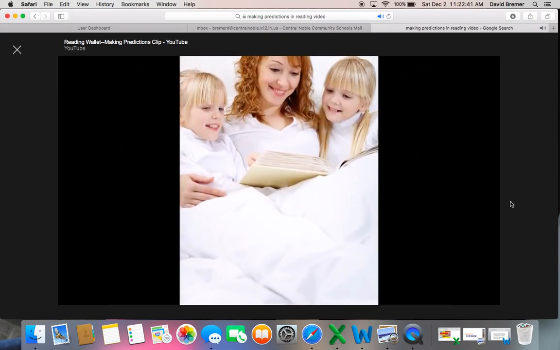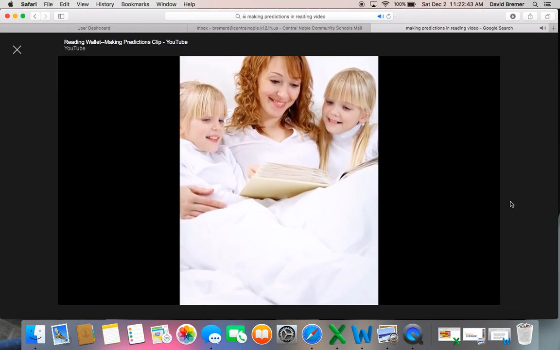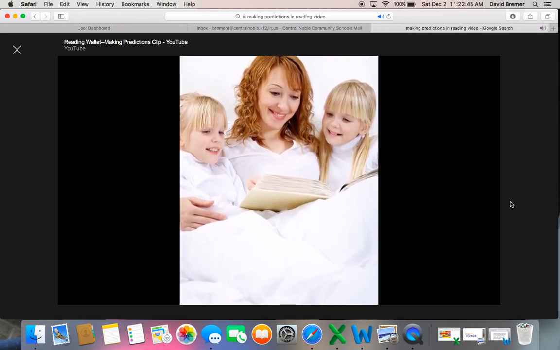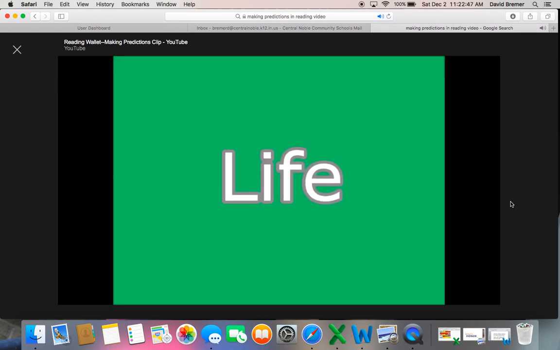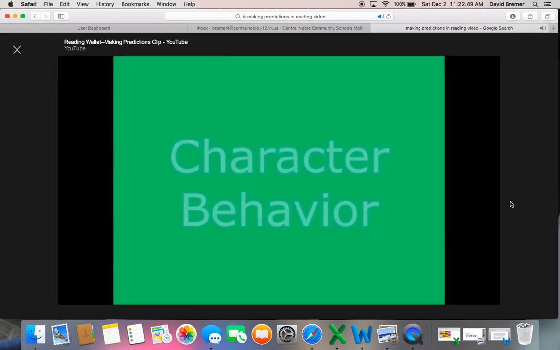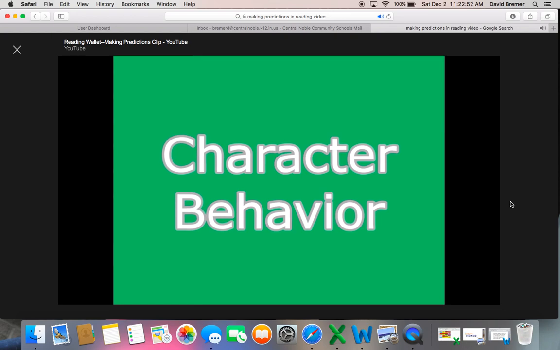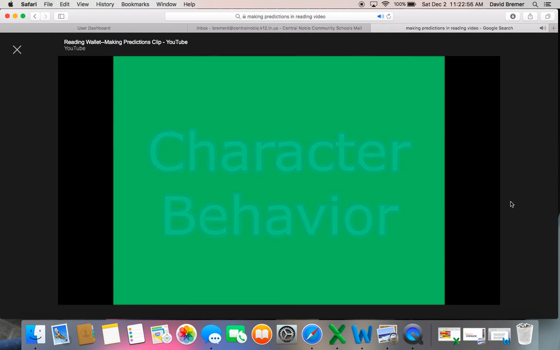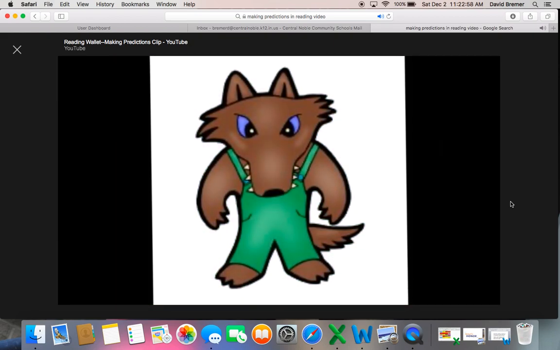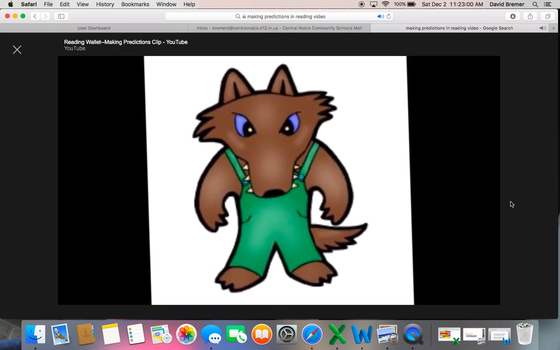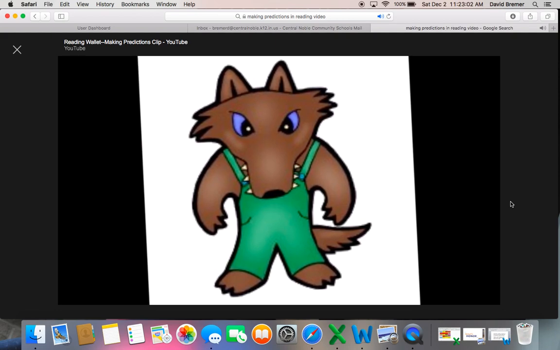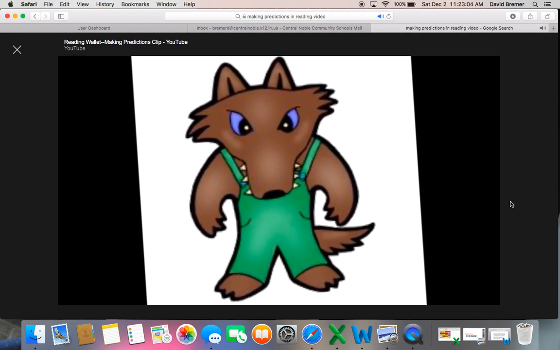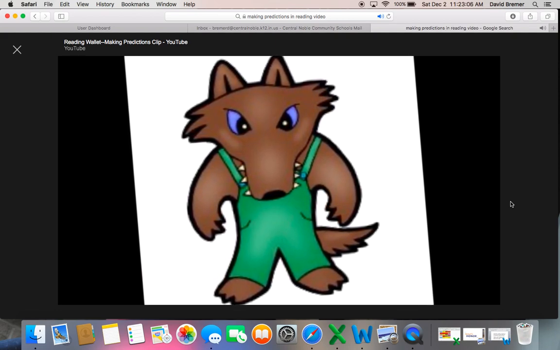We can make predictions when we read, too. This helps us become better readers. Remember, you can use your life experience to make a prediction, but you can also look at a character and think about what you already know about him or her to make a prediction. Take the big bad wolf, for example. You might know that he is a nasty character, so you might predict that he would do something that's not so nice, like eat a pig.